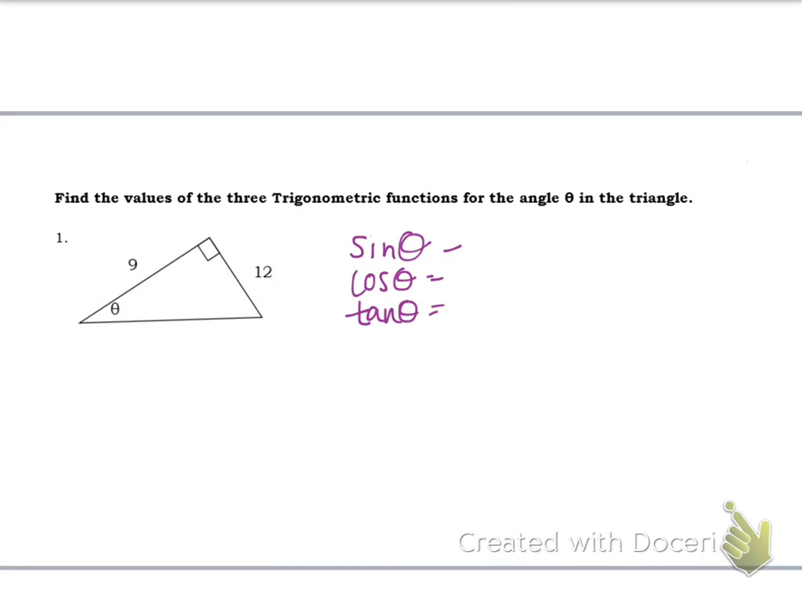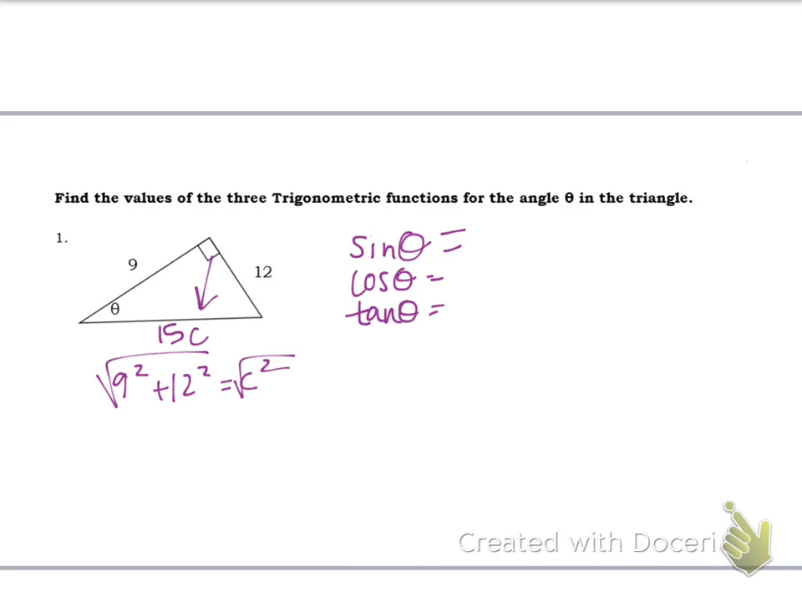Okay, so to find that missing side, we have to use Pythagorean theorem. My c is always across from my right angle, so 9 squared plus 12 squared equals c squared. Opposite of squaring is square rooting. So in your calculator, you're typing in the square root of 9 squared plus 12 squared. Okay, so I get 15.